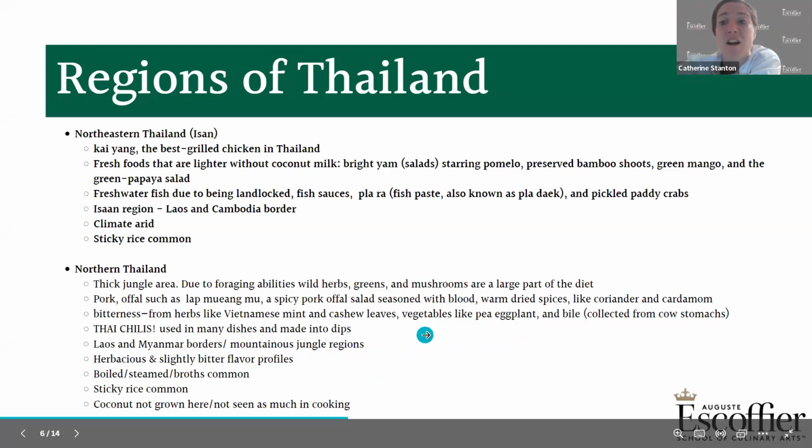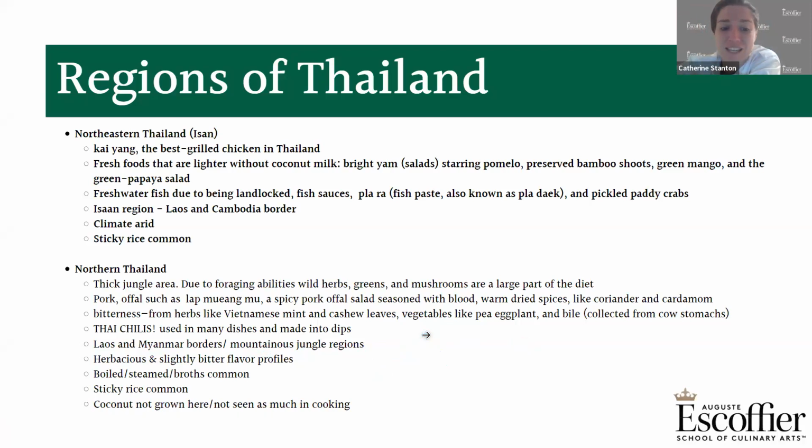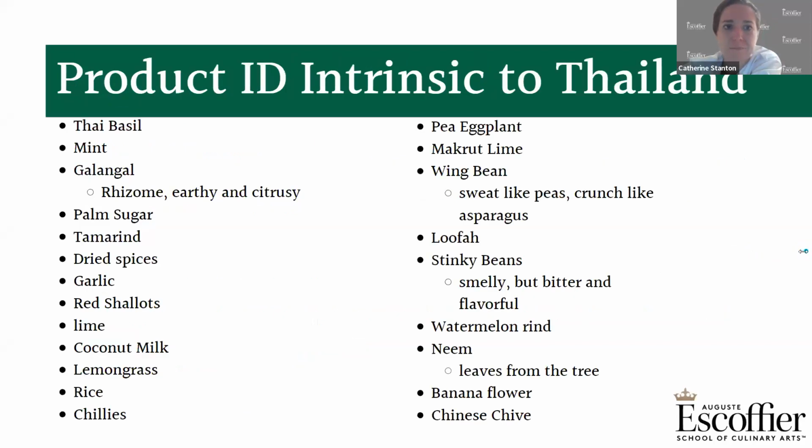Also have, of course, a ton of the Thai chilies. It is spicy. You've got mountains coming in. You've got a ton of herbs. And many boiled, steamed, and broth dishes are common in this area as well. And since you don't have coconuts growing in the region like you do in the southern area, you don't have a lot of coconut-based curries either.